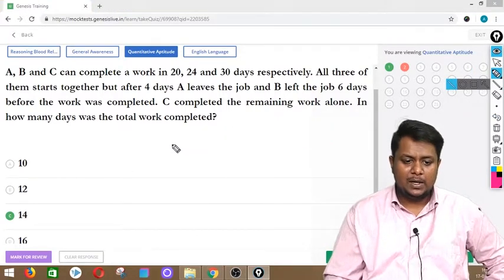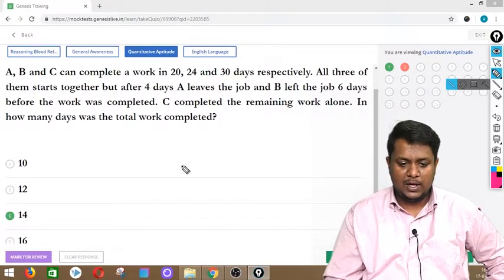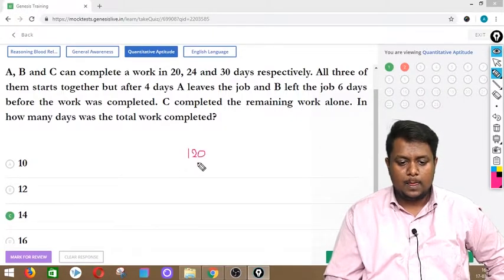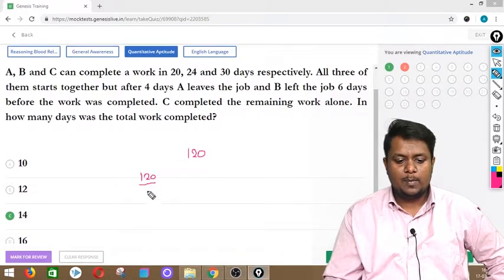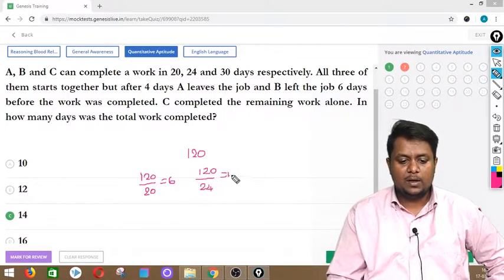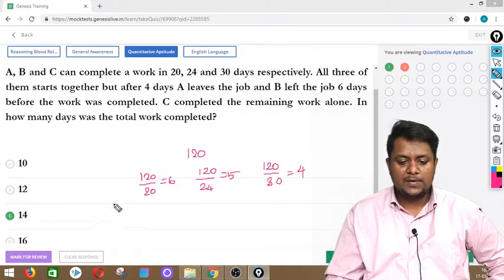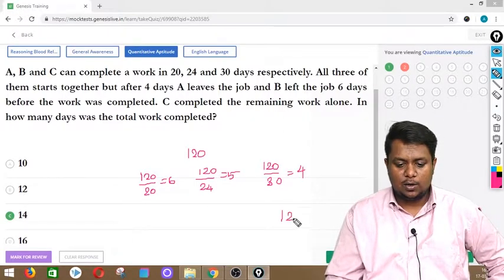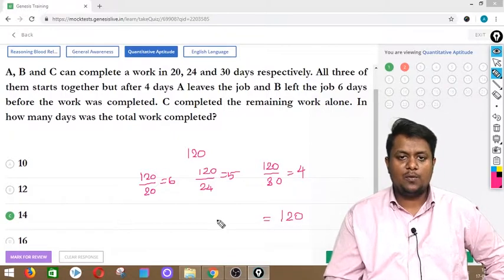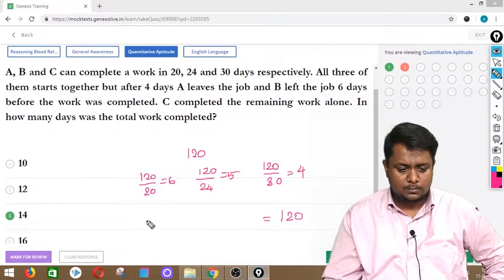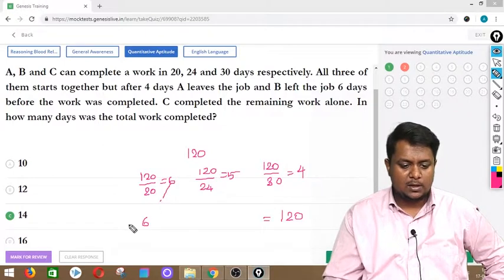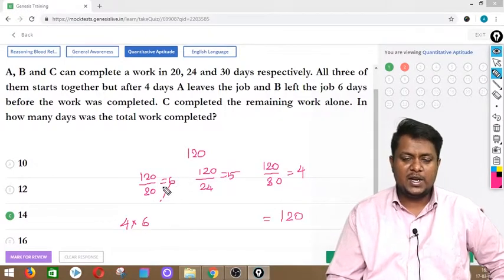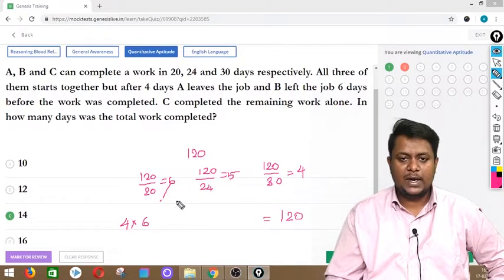See, it's pretty simple. For 20, 24 and 30, first you find the LCM. LCM is 120. 120 divided by 20 is 6, 120 divided by 24 is 5, and 120 divided by 30 is 4. We keep these values 6, 5 and 4. Now let us say the total quantity of work is 120 units. The quantity of work done by A is 6 into 4, because in each day he does 6 units. 4 into 6 we get 24.